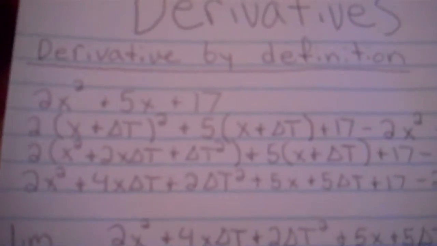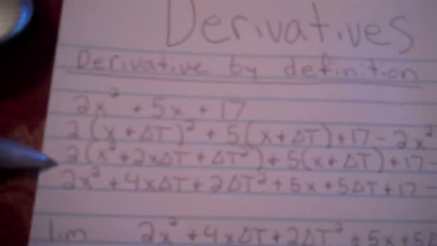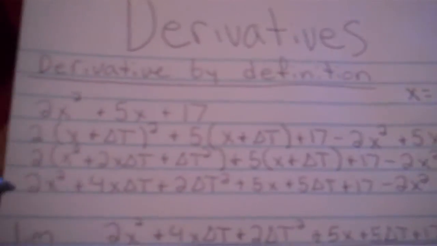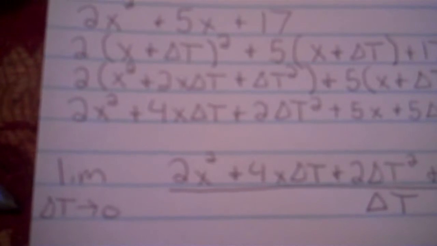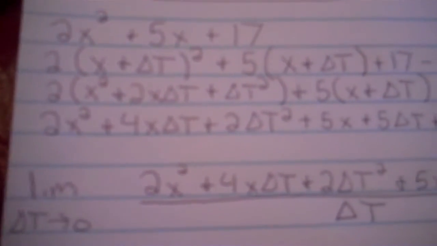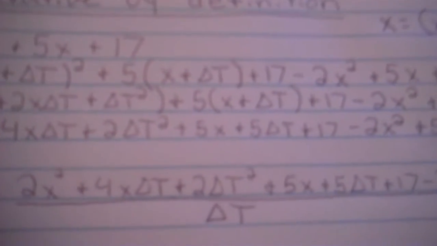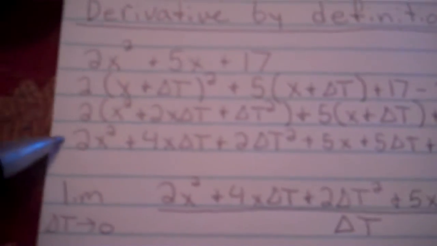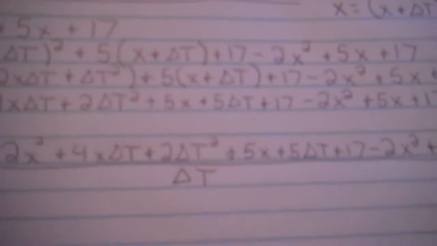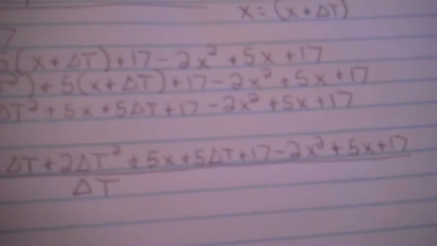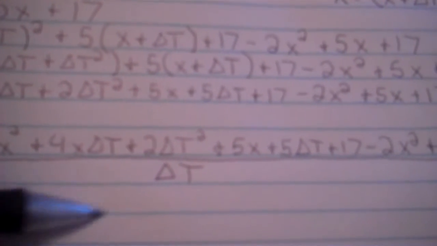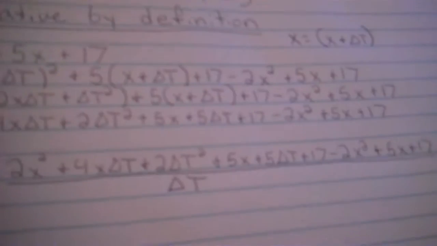So then once you get all of that simplified and easy and figured out, you always put limit as delta t goes to 0 in front. So then we're going to take all of this that we simplified and distributed, and we're going to put it right here. And then that's all going to be over delta t.